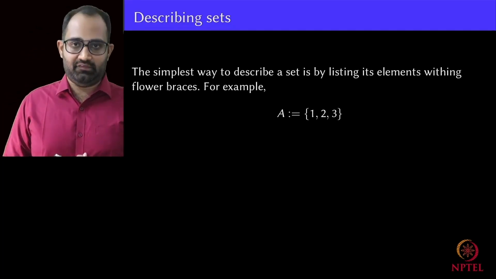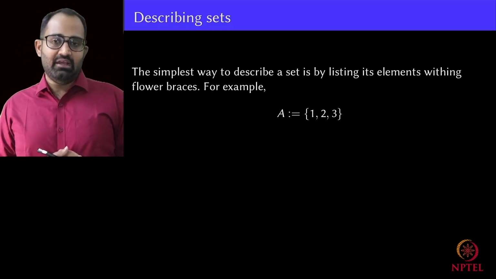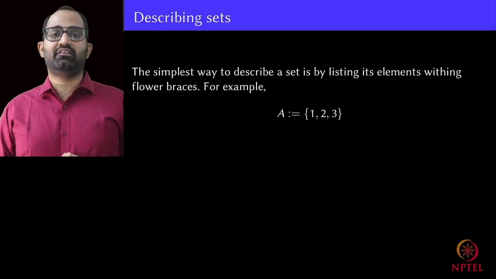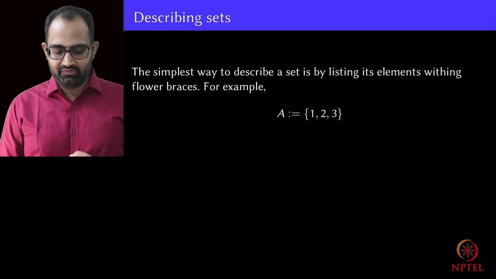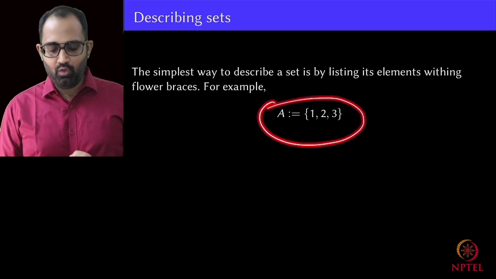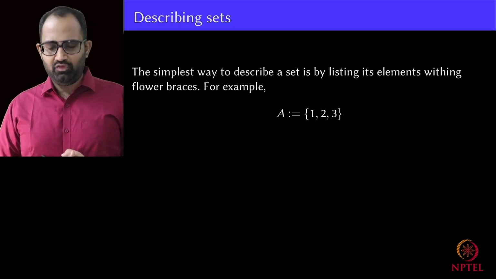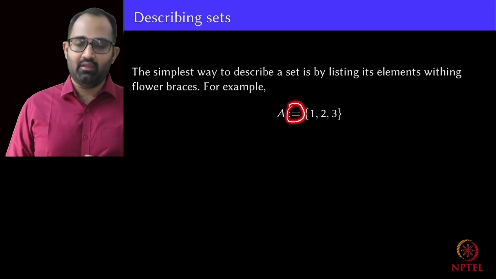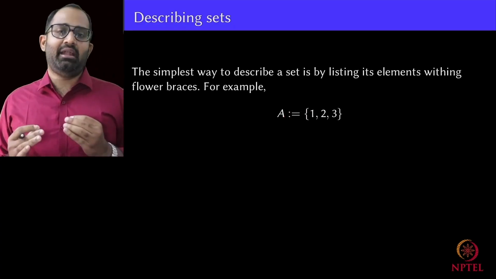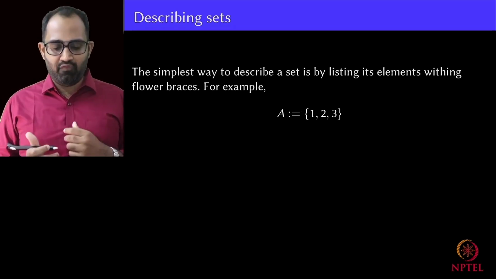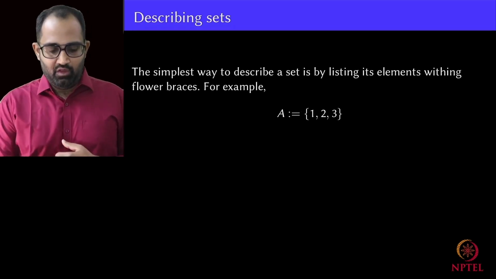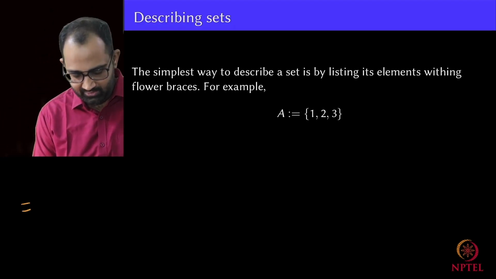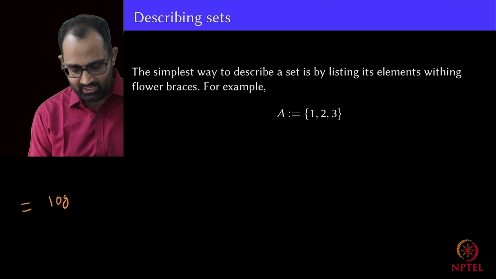How do you describe sets? Well, I'm sure you're familiar with this. The simplest way to describe a set is by merely listing out its elements. So consider, for instance, the set A := {1, 2, 3}. You must be wondering, why did I put this colon equal to? So I'm going to be brief and explain the role of equality in this course. Throughout this course, equality is the same as logical identity.